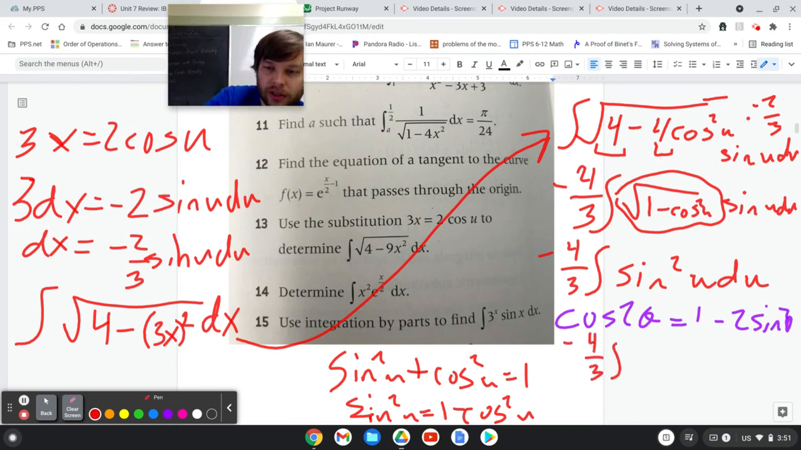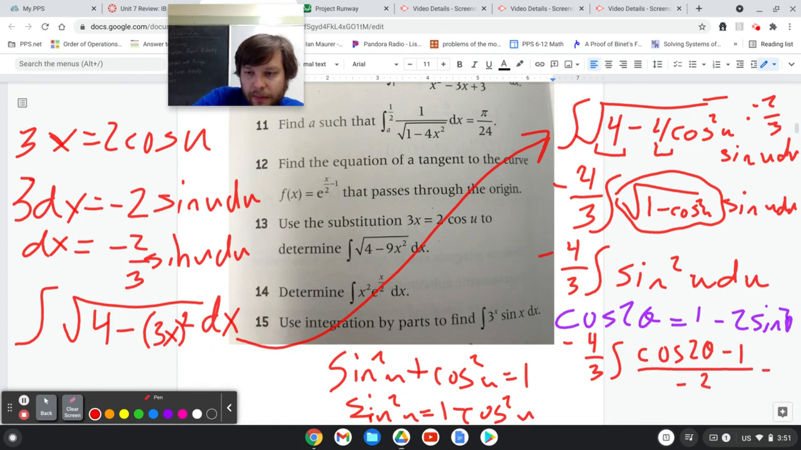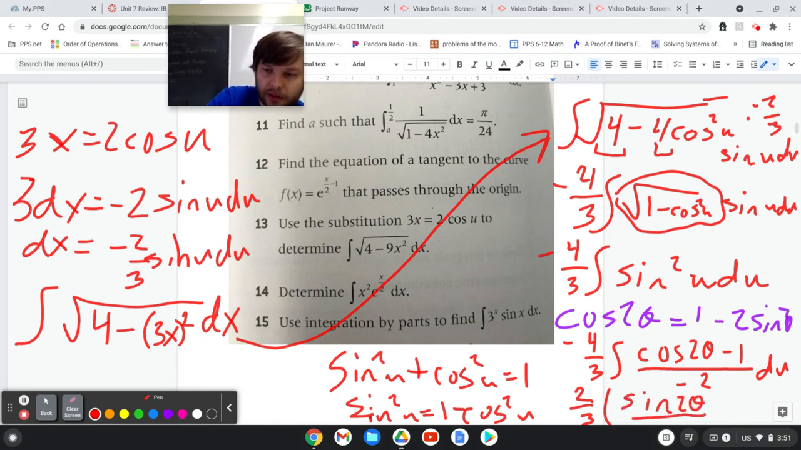Negative 4/3 integral of cosine 2 theta minus 1 over negative 2 du. And then what we can do is just integrate that. So I'll pull the negative 2 in front to give me 2/3 in front. And then the integral of cosine of 2 theta would be sine of 2 theta over 2. And the integral of 1 would just be, I shouldn't have used theta. I should have used the letter u. So sine of 2u over 2 minus u.